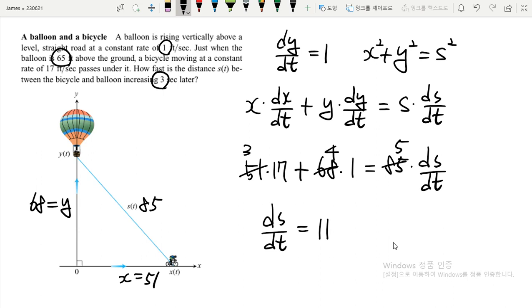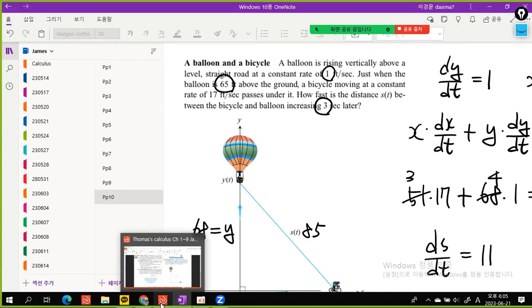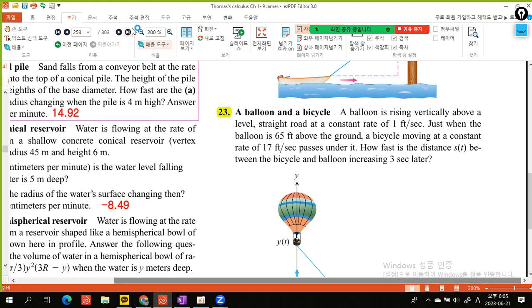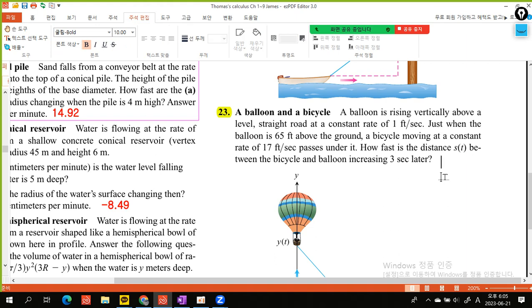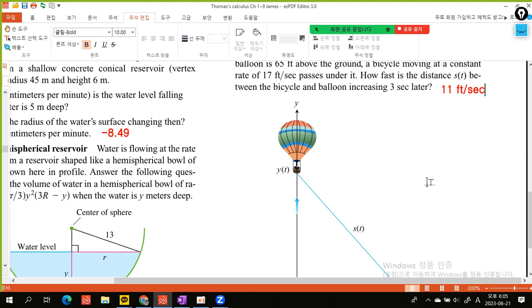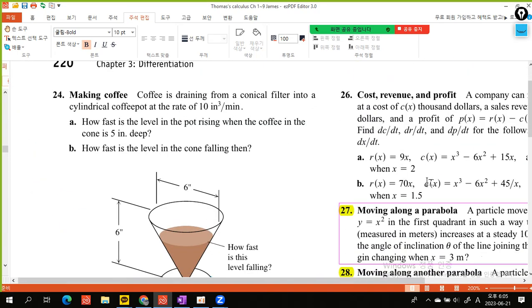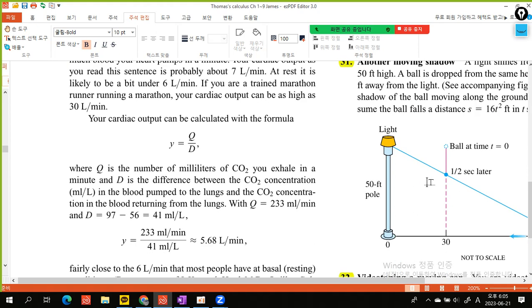So 11. Yeah, so the distance is increasing. The 11 feet per sec in this case. And in this problem, the cardiac output is measured in this equation.